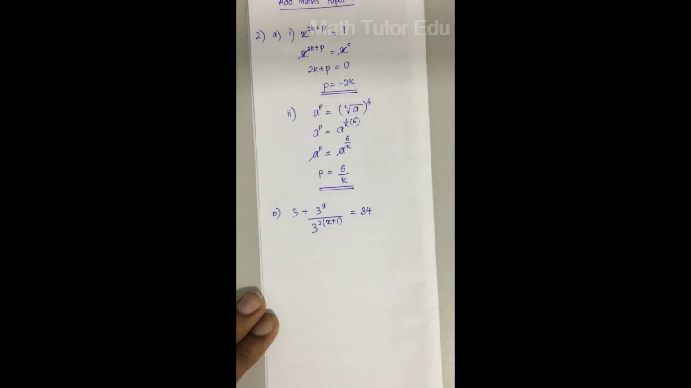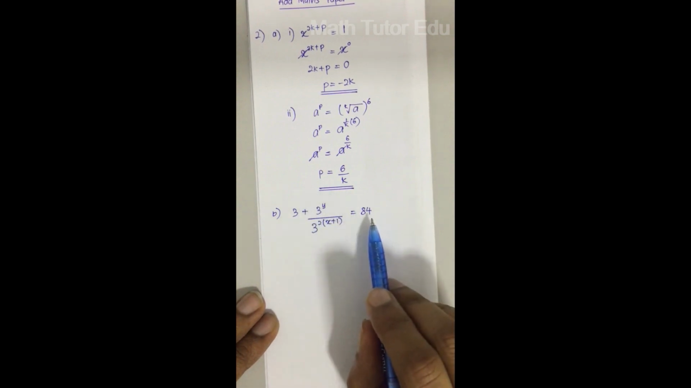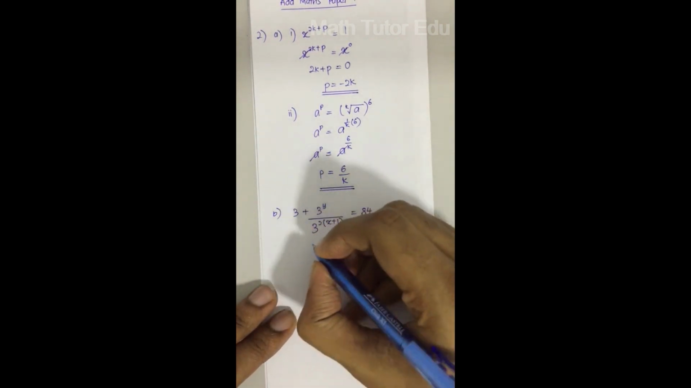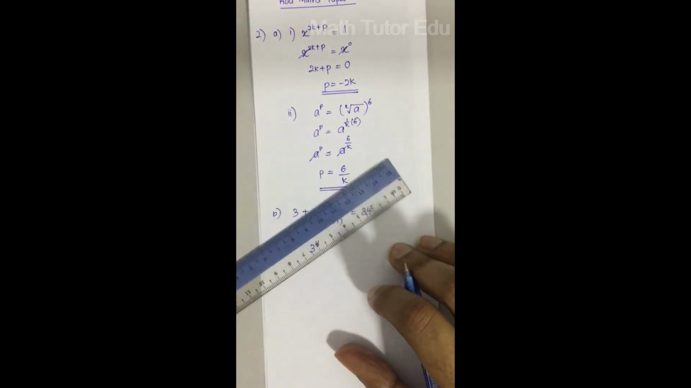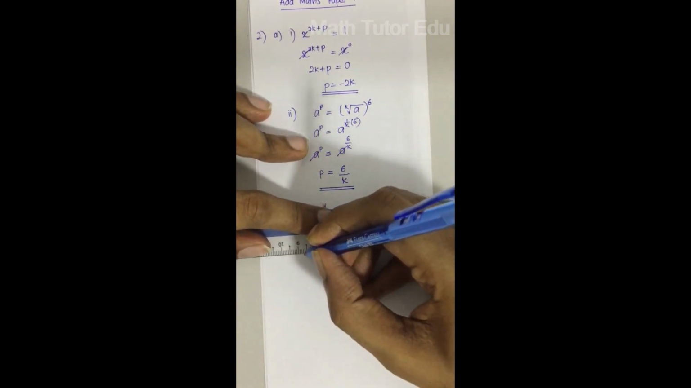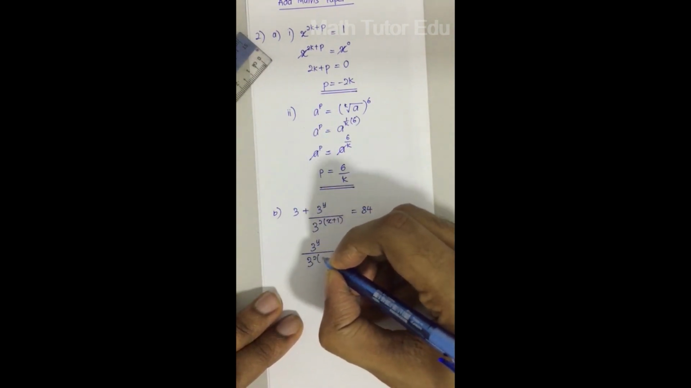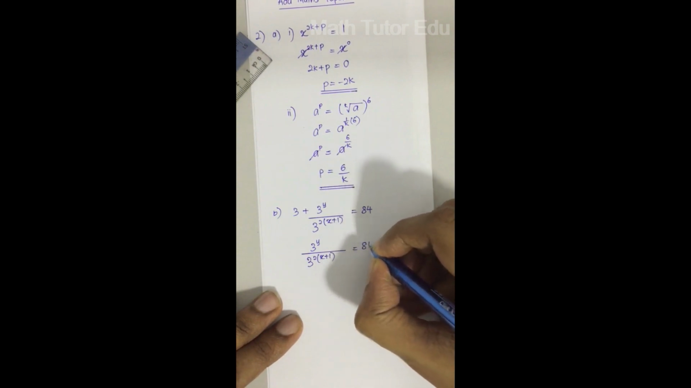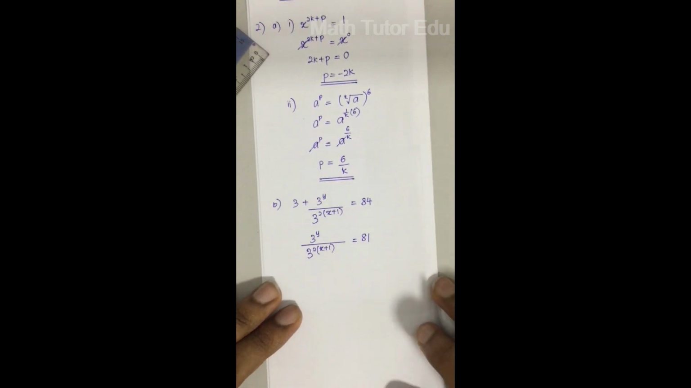Let us proceed with our working. This 3 from the left hand side, we are going to move over to the right hand side, so it will become negative 3. So 84 minus 3 will be 81. So 3 to the power of y over 3 to the power of 2 in a bracket x plus 1 close bracket equals 81. Up until here I hope you guys are clear about the working.